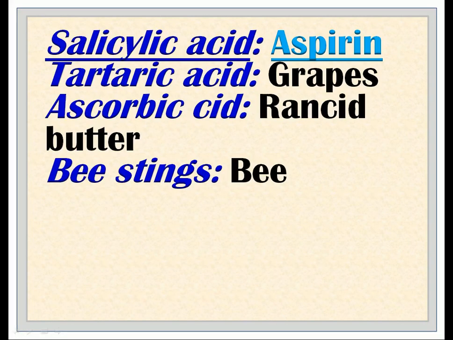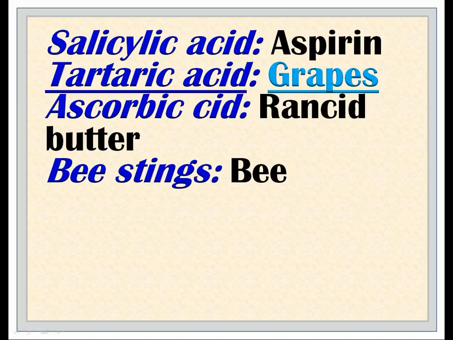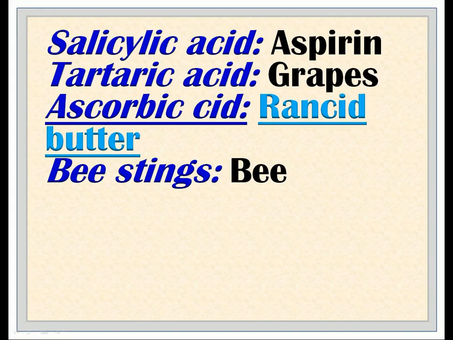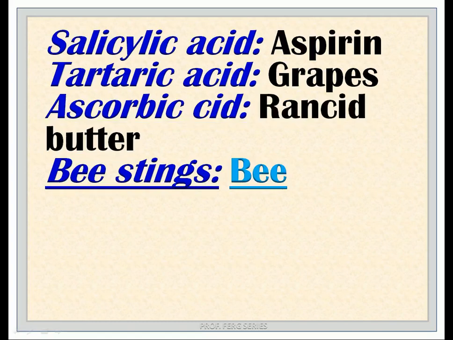Salicylic acid is found in aspirin. Tartaric acid is found in grapes. Ascorbic acid is found in rancid butter. Bee stings is found in bee.